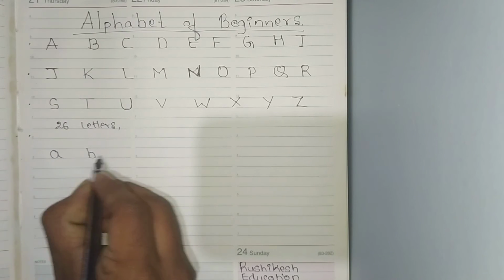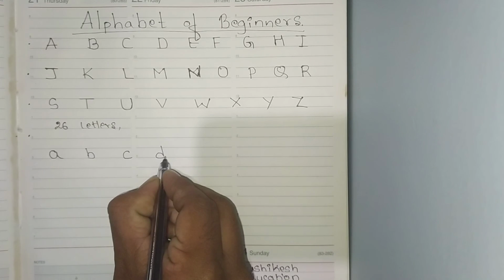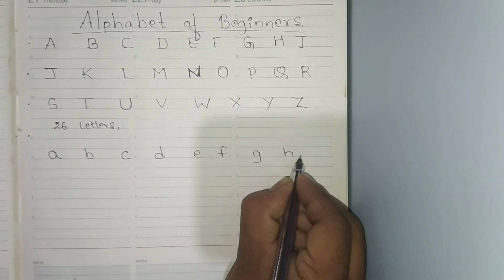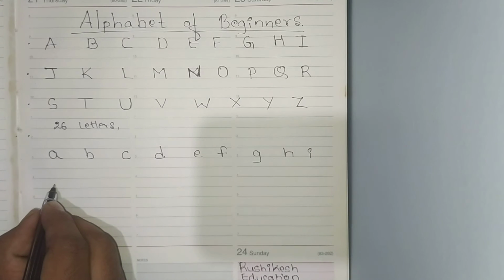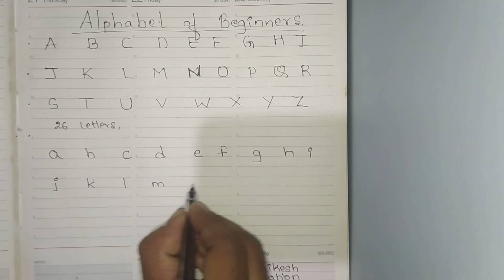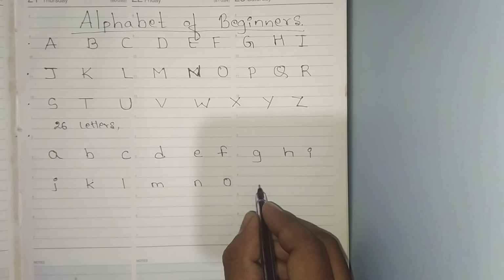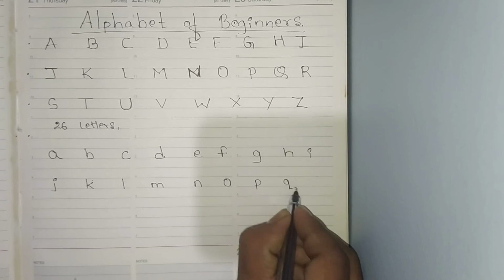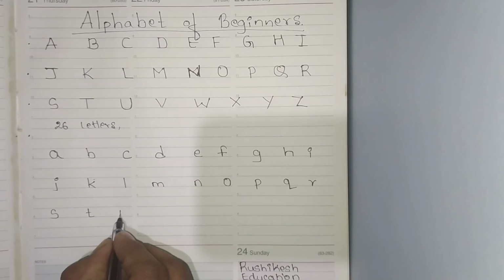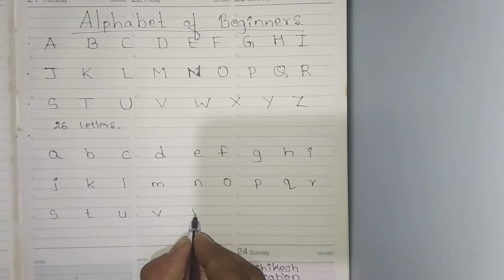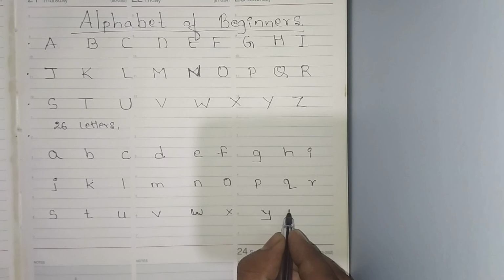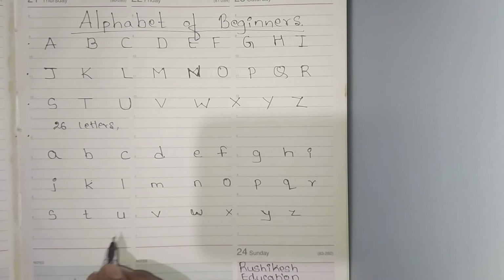A, B, C, D, E, F, G, H, I, J, K, L, M, N, O, P, Q, R, S, T, U, V, W, X, Y, and Z. These are known as small letters.